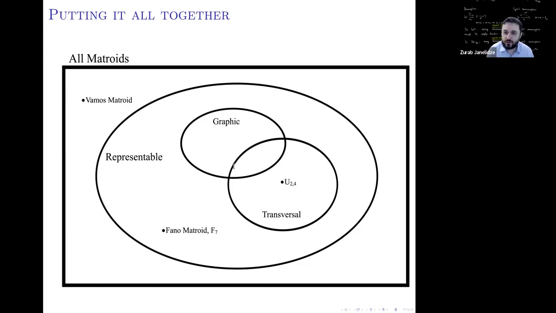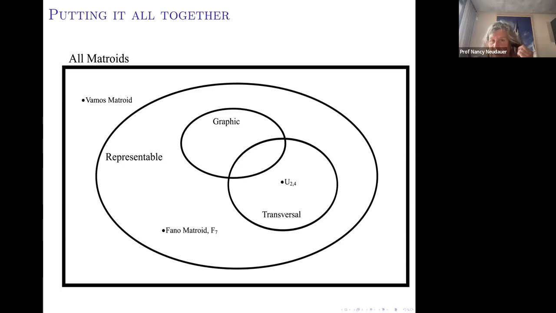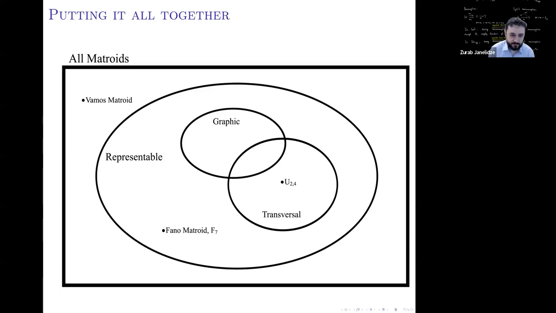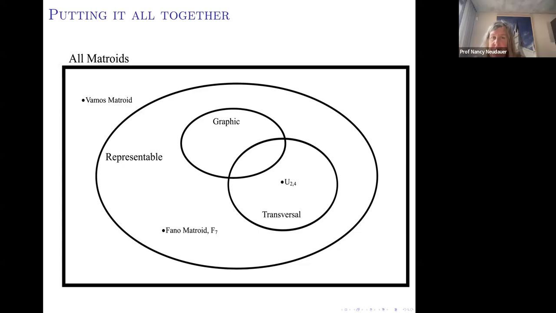Could I ask a question, Nancy? Just a second, there's one in the chat that I'll come back to first, and then we'll come to you. It's asked, is there any connection between the matroid obtained from a graph and its line graph?